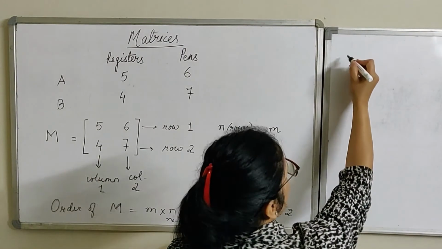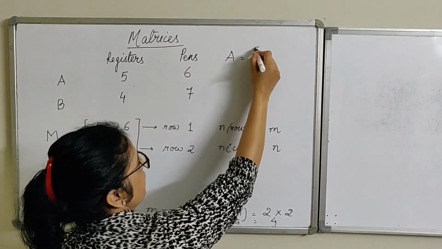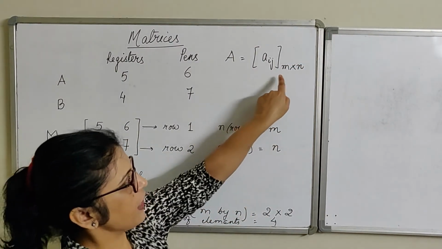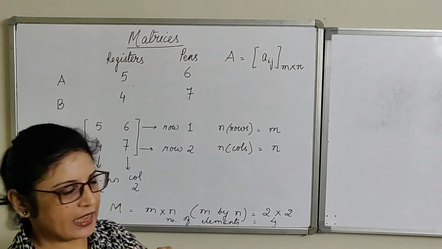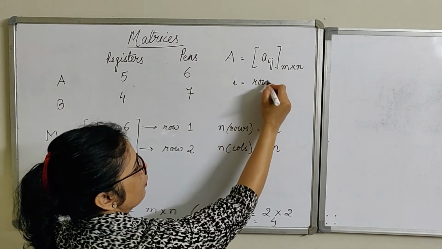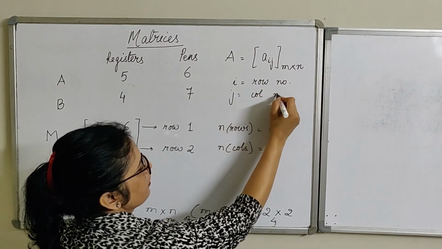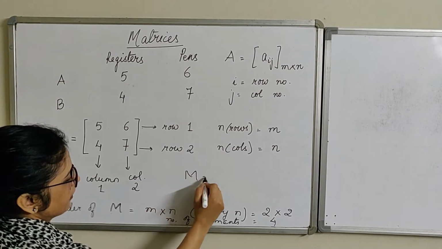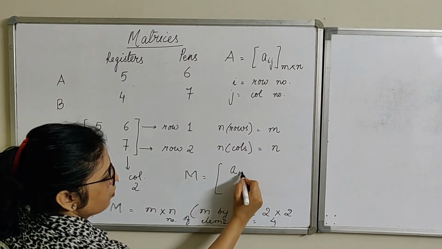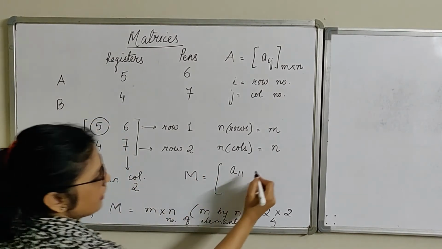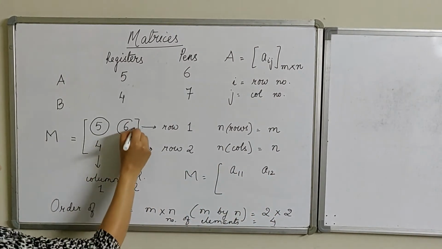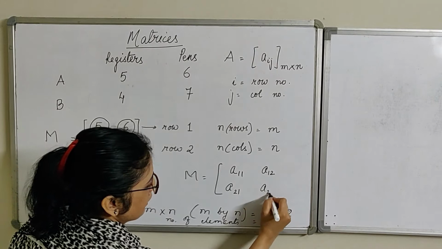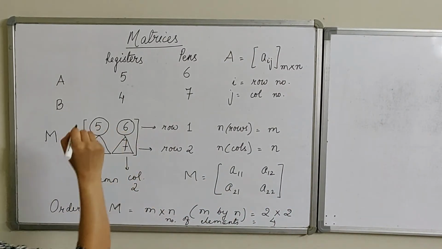In a very generalized form, matrix A is usually represented this way. So we say this is a matrix of order m by n. The elements of the matrix are represented by small a_ij, where i gives us the row number and j gives us the column number of the element. Like in this matrix M, the element in the first row and first column is 5. The element in the first row and second column is 6. The element in the second row, first column is 4. And the element in the second row and second column is 7.